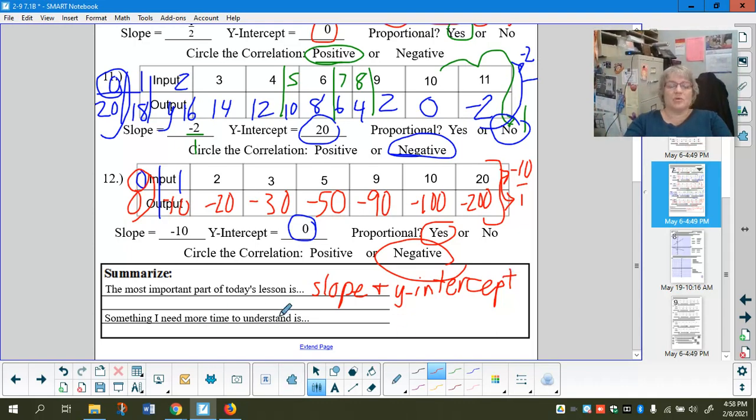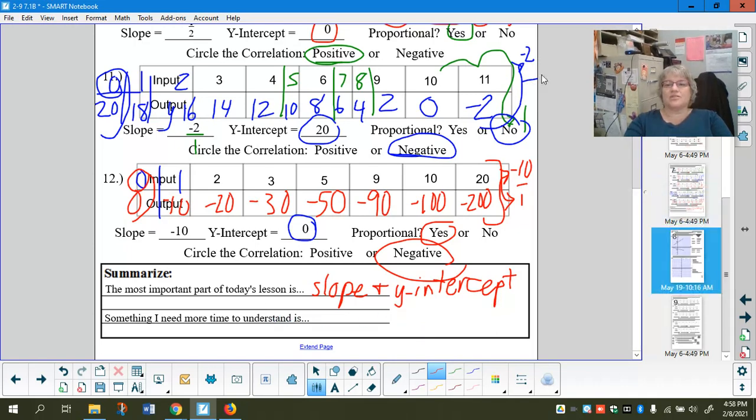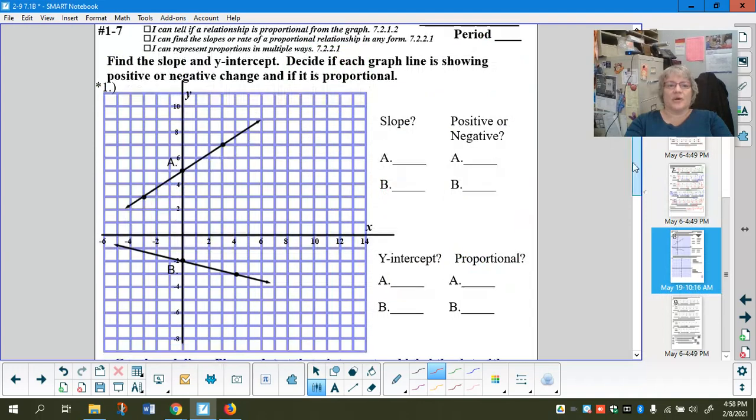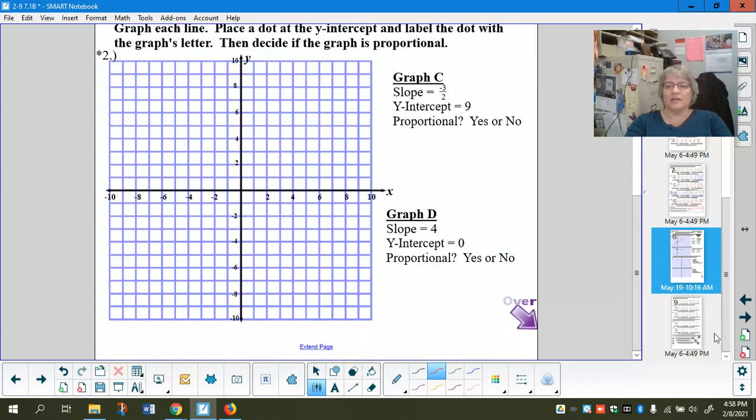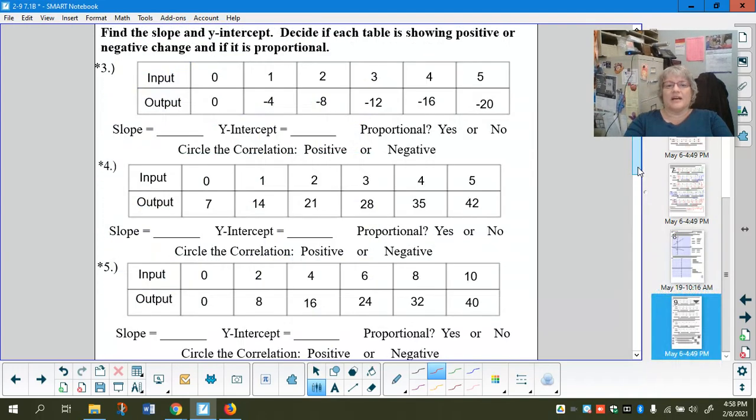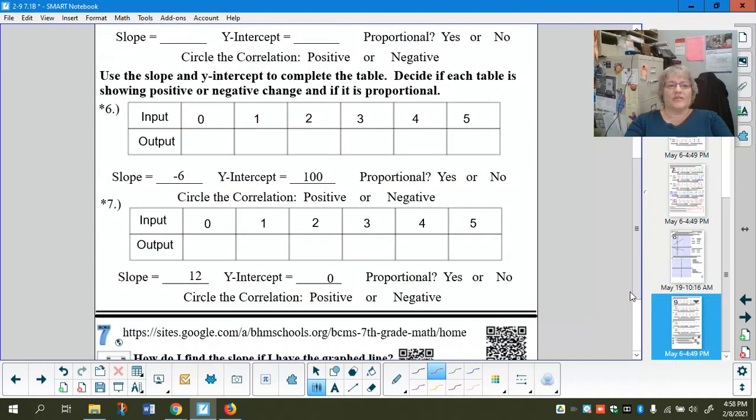What is something you need some more time to understand? You choose and write it right there. All right, so if you were pausing as you went along, you already have number 1 and number 2 done, and you already have number 3, 4, and 5 done, so all you have left is 6 and 7. If you weren't pausing, then good luck on your homework.